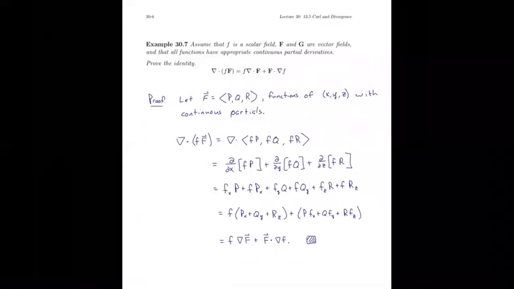So we assume that F and little f are as stated above, and we'll say further that F is equal to P, Q, and R, component functions of x, y, and z each, and they have continuous partials as suggested above. Now, starting with the left-hand side, the gradient dotted with scalar function f times vector field F gives us this expression.